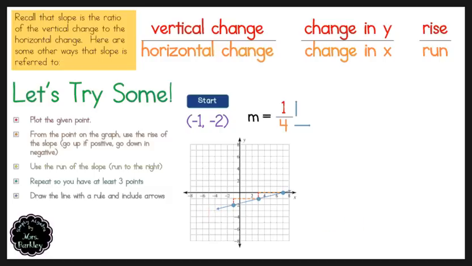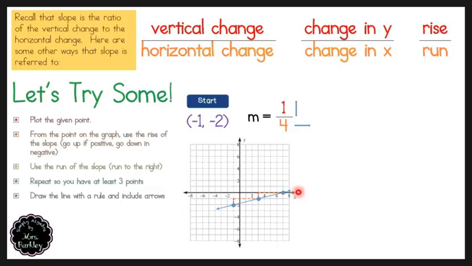So we'll draw our line to connect our points, and notice that when the line is drawn, it goes through the points and has arrows at the end. Don't just connect those points and then stop. That line extends on, so please make sure that you extend your line as you draw it.